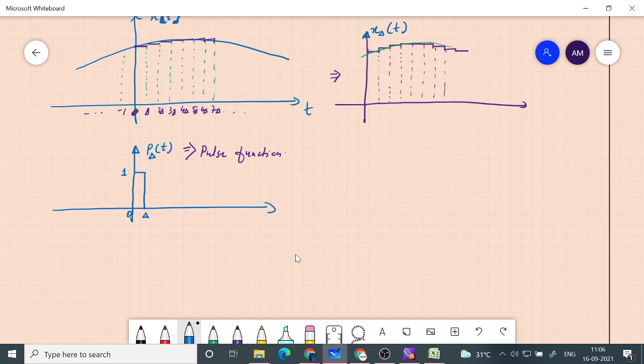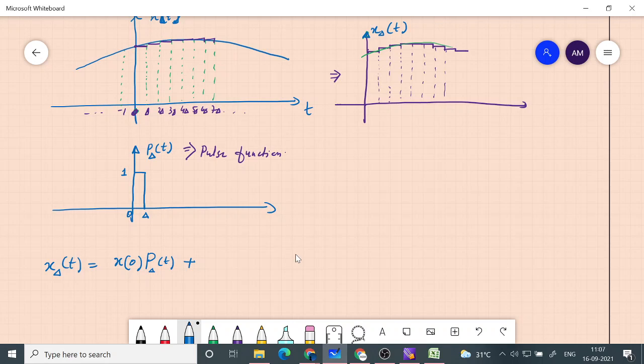So x delta of t is basically what? This is the pulse function. If I take the pulse at t equal to 0, that is multiplied by the value of the function at 0. I am multiplying it with the p delta of t.